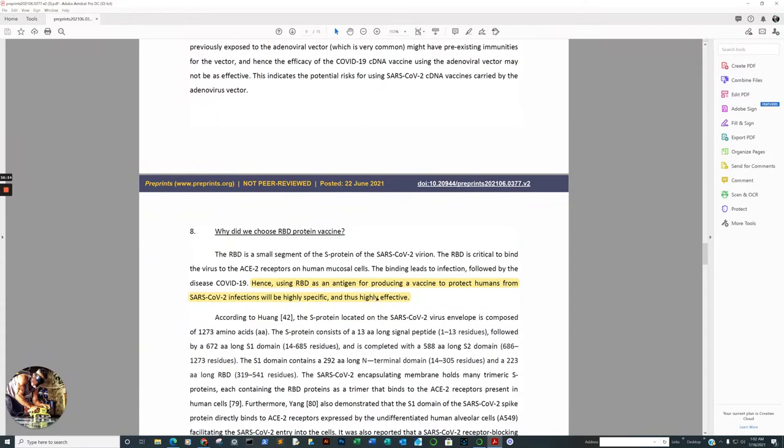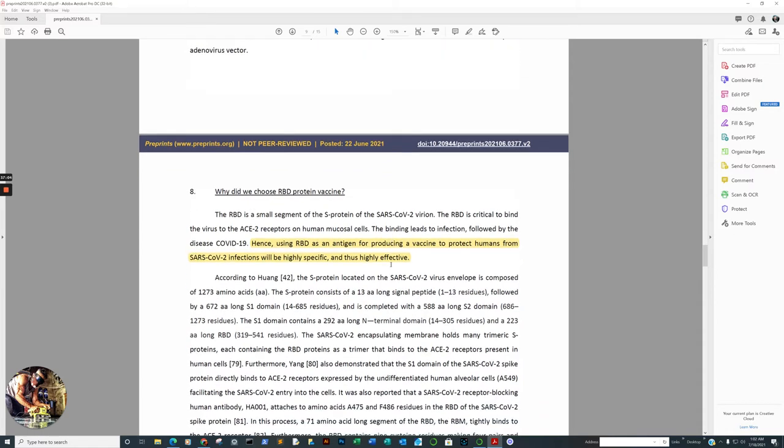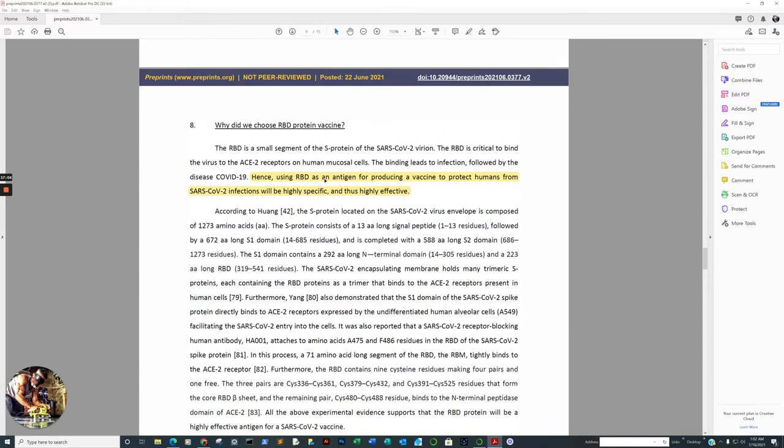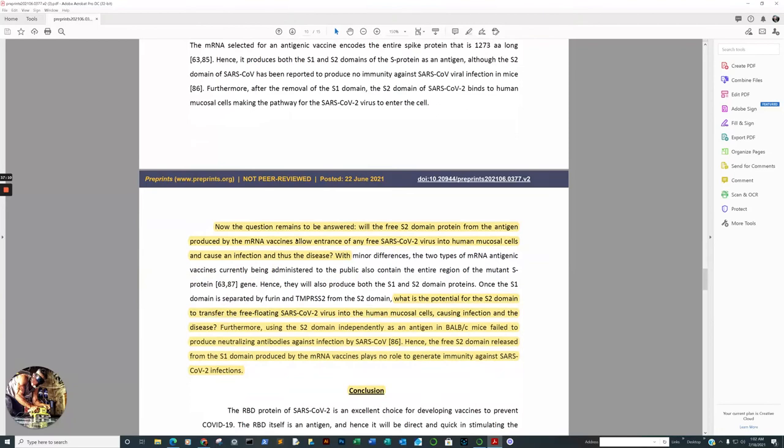Hence, the RBD is an antigen for producing a vaccine to protect humans from SARS. It will be highly specific and thus highly effective. Again, they're just saying that now that we have the information, we could probably do a better job knowing what we know now. And then they allude to, for example, this.